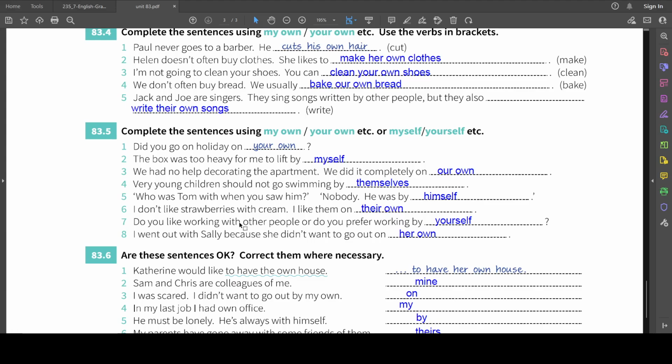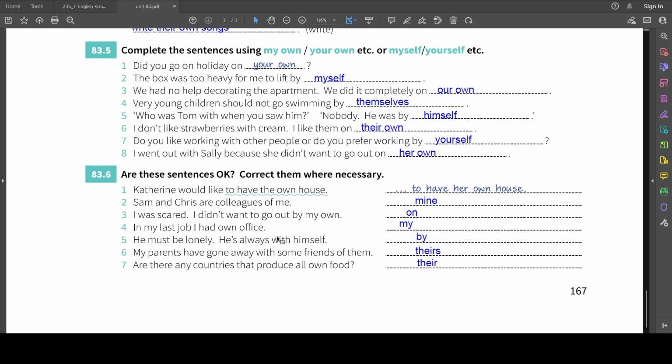Do you like working with other people, or do you prefer working by yourself? Check it out. Working by yourself. I went out with Sally because she didn't want to go out on her own. So in that case, Sally doesn't like to go out by herself, on her own. Like she doesn't like to go out alone. Okay.